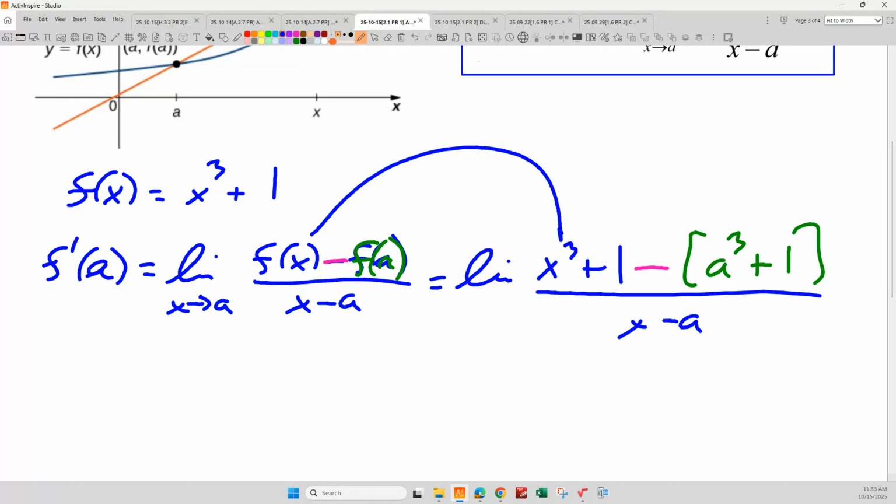So we're taking this limit as x approaches a. Now what's going to happen if I try to evaluate that directly? If I replace the x's with a's, don't I just get 0 over 0? I'm going to get a cubed plus 1 minus a cubed minus 1. Well, that all adds to 0, over a minus a, which is 0. So it's indeterminate. So we've got to do some more work. But what do you think the more work is going to look like here?